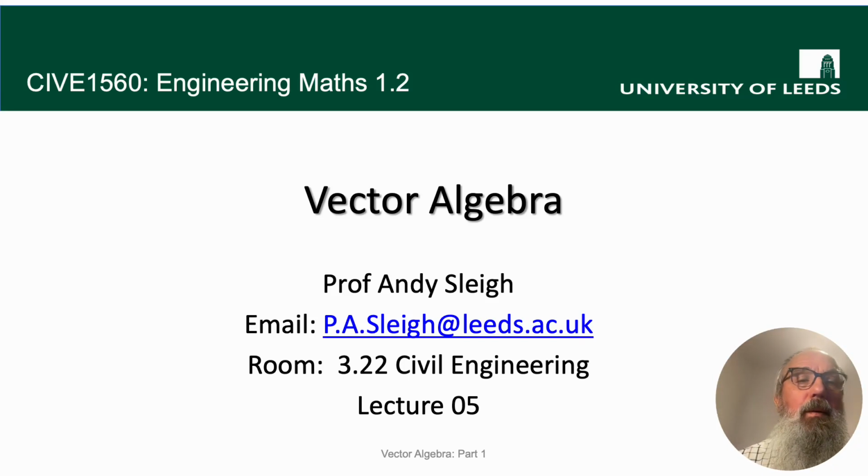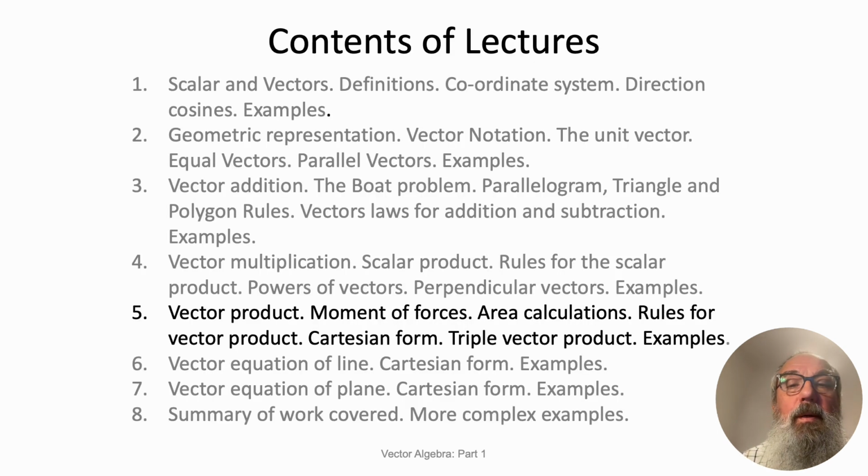Okay, we're going to now look at lecture 5 on this vector algebra course. The content says the vector product a bit further, moments of forces, we've done that, area calculation, we've done that, rules, we've done that, Cartesian form. We're going to look at the triple vector product and some examples now.